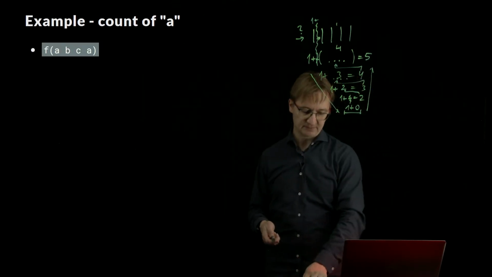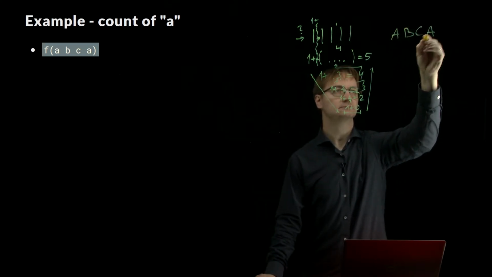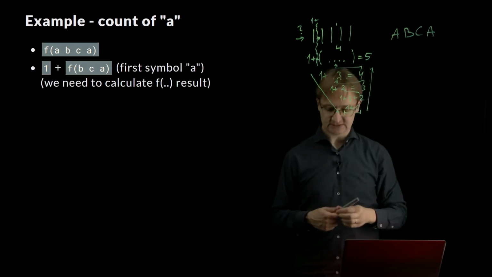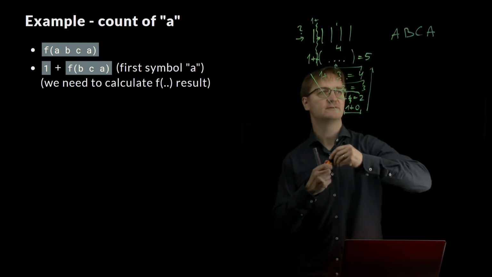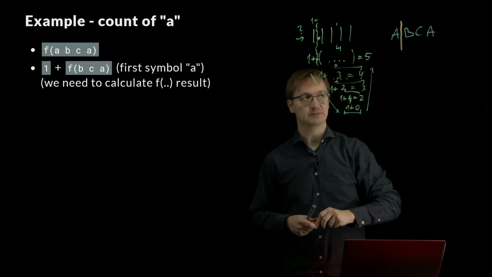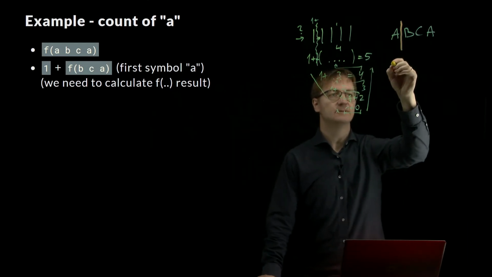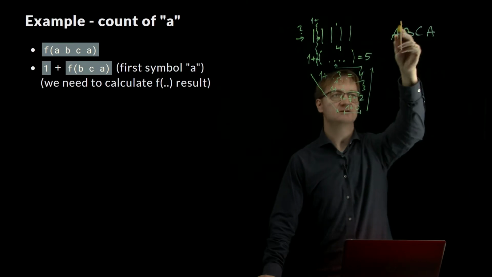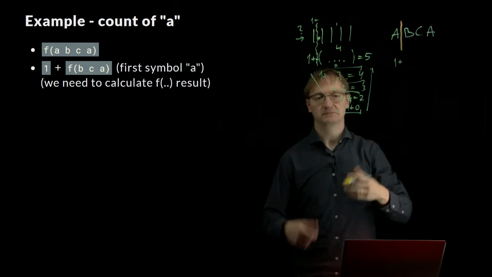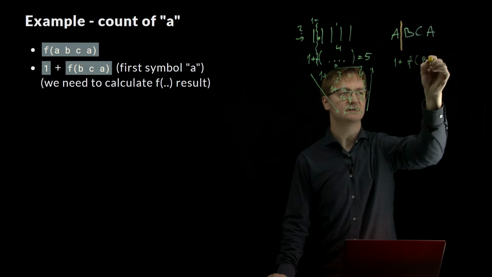So let's take an example: A, B, C, A. What do we do here? As I said, we want to divide it into smaller problems. First we see the first symbol. Because it is an A, we can say that the solution for this whole problem is that I take the first symbol, which is A, and I call the same function with the rest of the string.